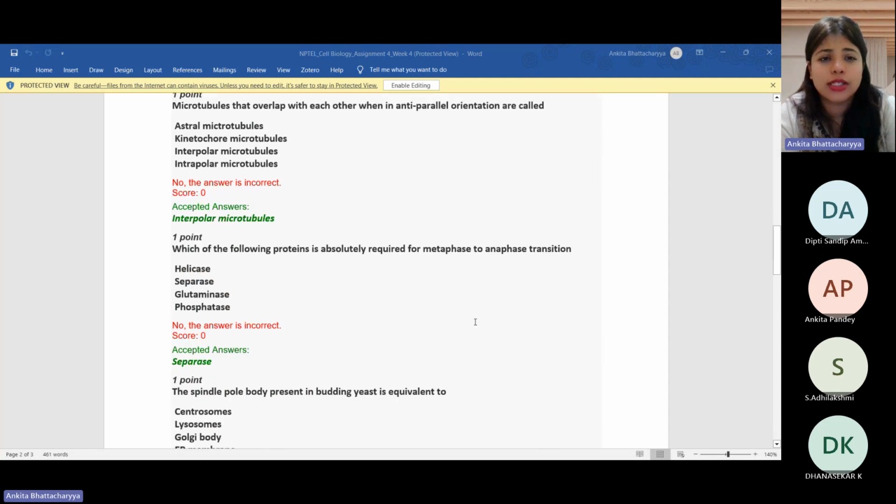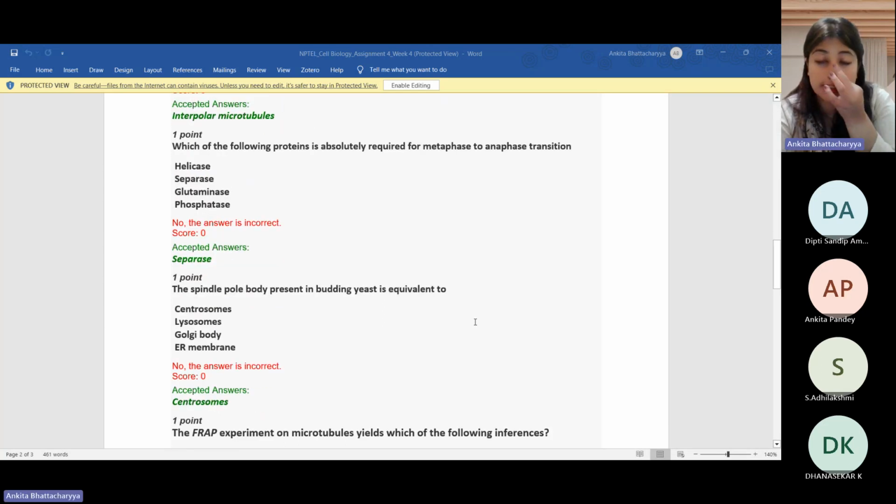Microtubules that overlap with each other when in anti-parallel orientation are called what? If you remember that diagram we saw of the different types of microtubules, those that overlap with each other and are associated with motor proteins are interpolar microtubules. There is interpolar and there is intrapolar, but there is nothing called an intrapolar microtubule, because within a pole you would not necessarily have microtubules. There are astral microtubules, which originate from one pole towards the cell periphery, or kinetochore microtubules, which associate with the chromosomes. But those that overlap with each other are interpolar microtubules. So that is the correct option.